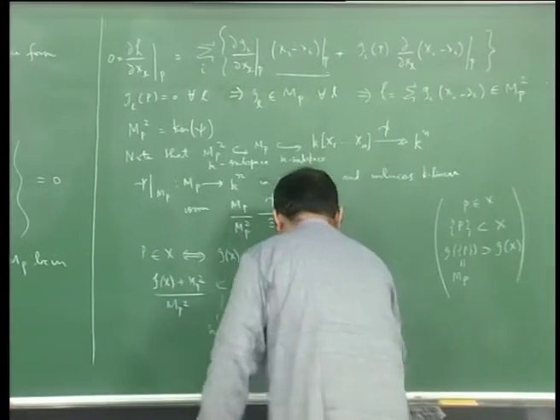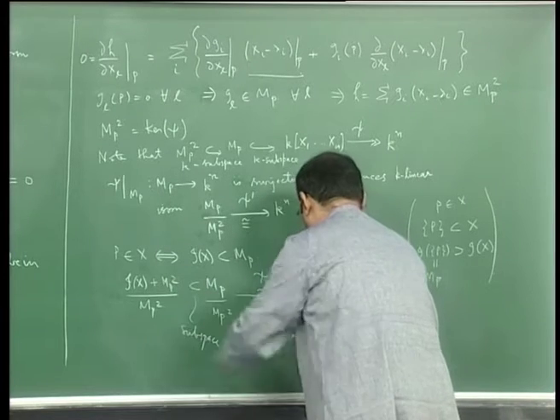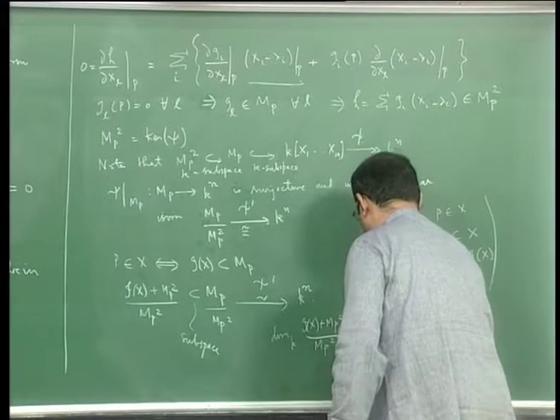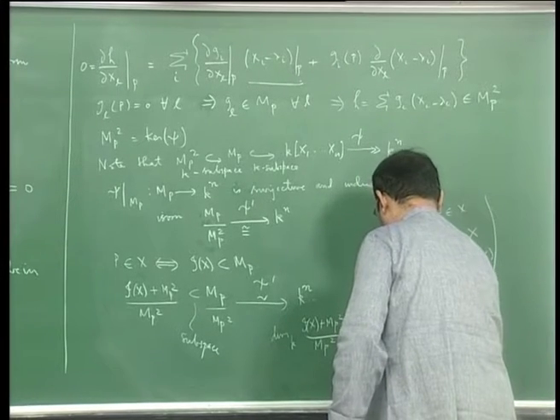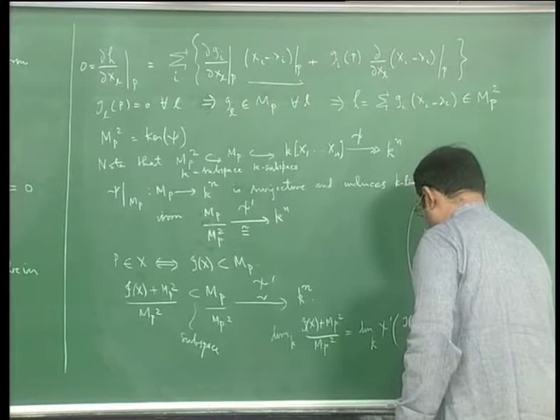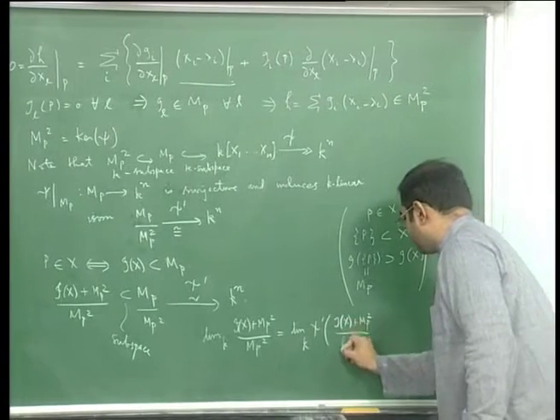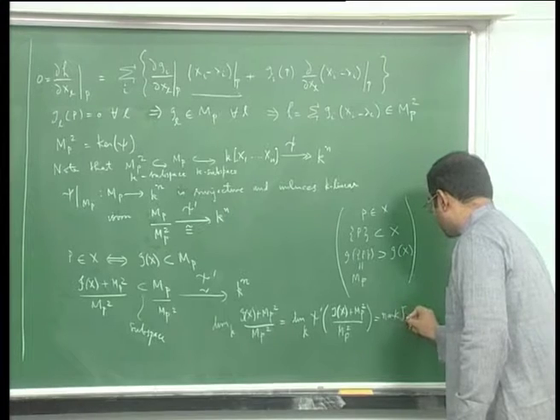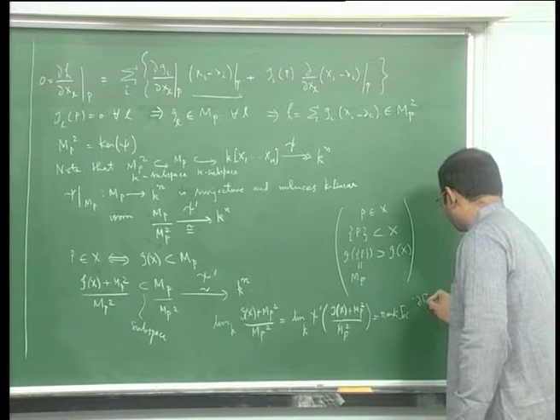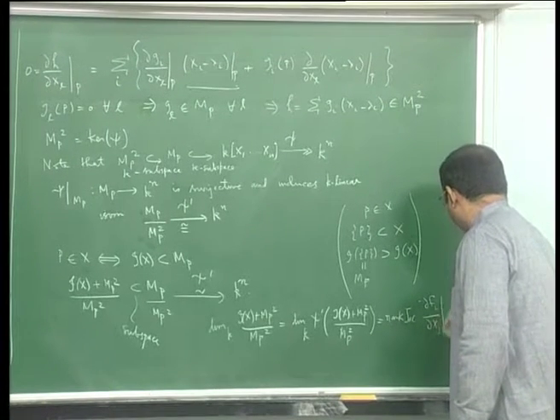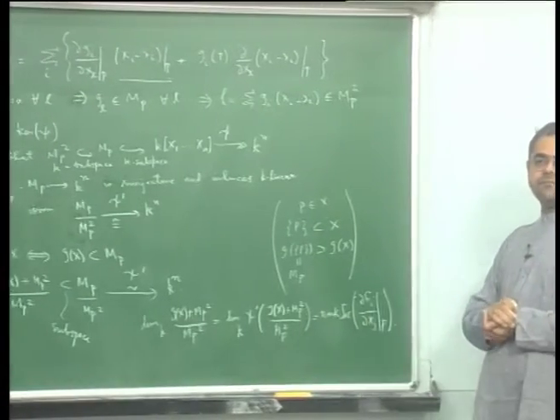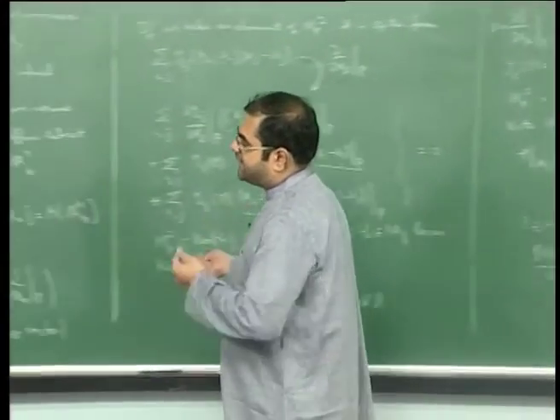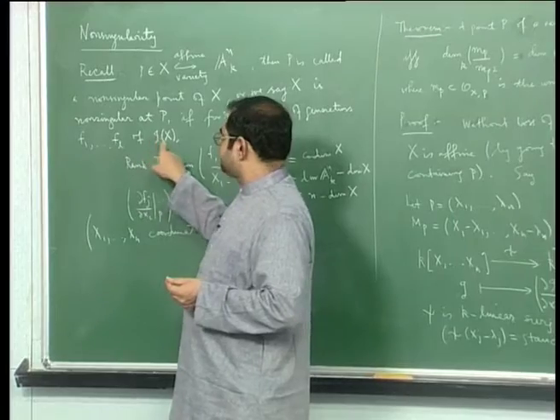So the moral of the story is: the dimension over K of (Ix plus MP squared) by MP squared is equal to the dimension over K of psi prime applied to (Ix plus MP squared) over MP squared, and this is equal to the rank of the Jacobian of ∂fi/∂xj at P, where f1, f2, etc., up to fl are a set of generators for the ideal of X as here.